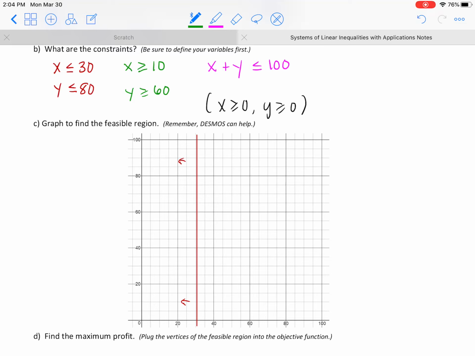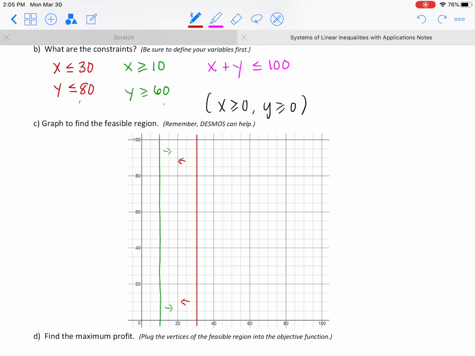And then x has to be greater than or equal to 10. So there's another vertical line at 10, and greater than or equal to 10. So we're in between that, right? There's our large cases. We're going to sell at least 10, and we can't make more than 30. So we're between 10 and 30 for the large. And then the small, those are our horizontal lines at 60 and 80. So we're going to be between 60 and 80.